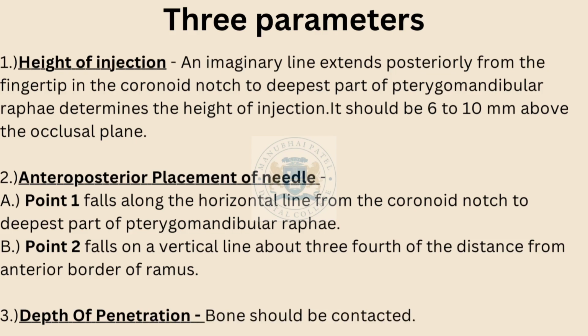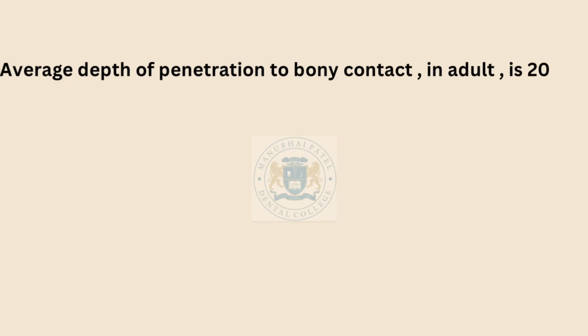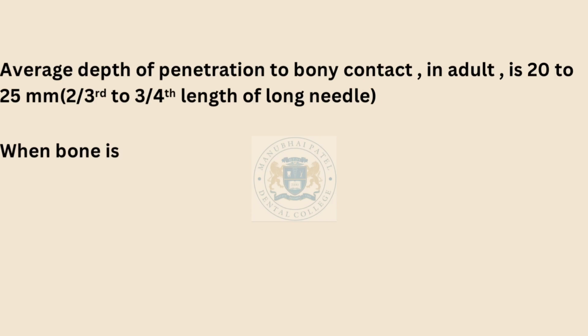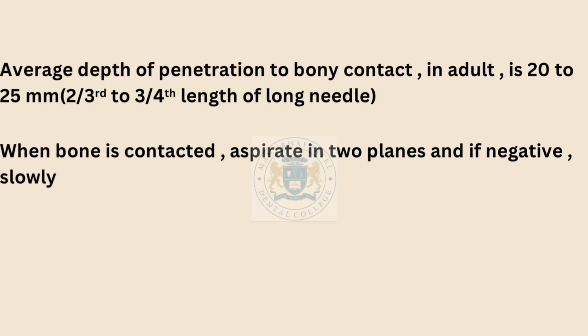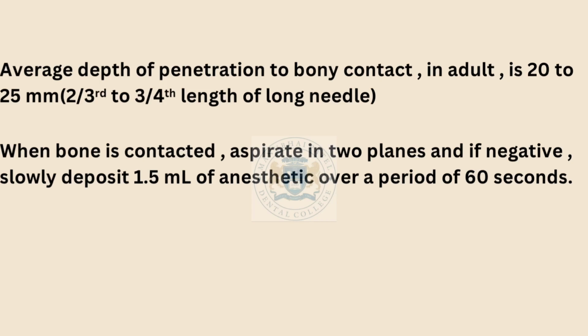Number 3. Depth of penetration. In it, bone should be contacted. Now the average depth of penetration to bony contact, in an adult, is 20 to 25 mm, 2/3 to 3/4 the length of a long needle. When bone is contacted, aspirate in two planes and if negative, slowly deposit 1.5 ml of anesthetic over a period of 60 seconds.